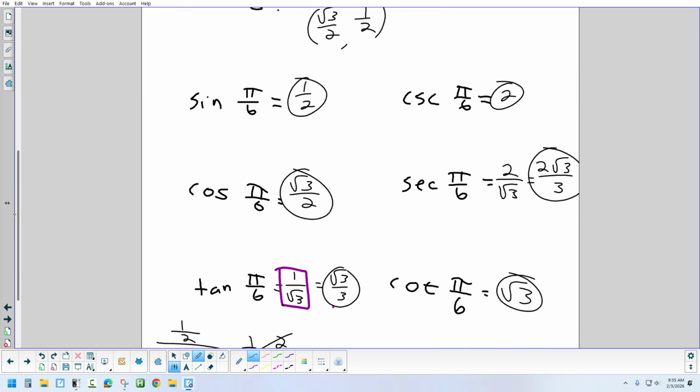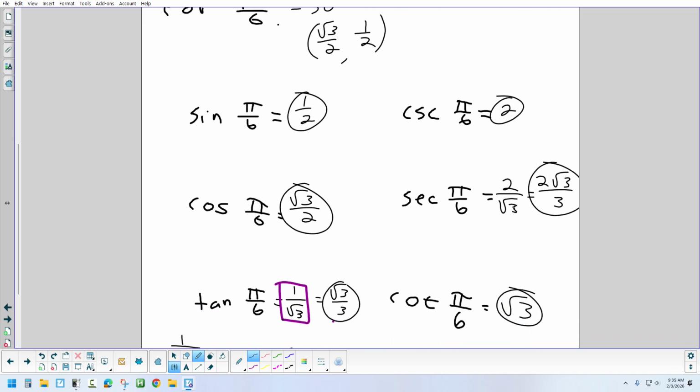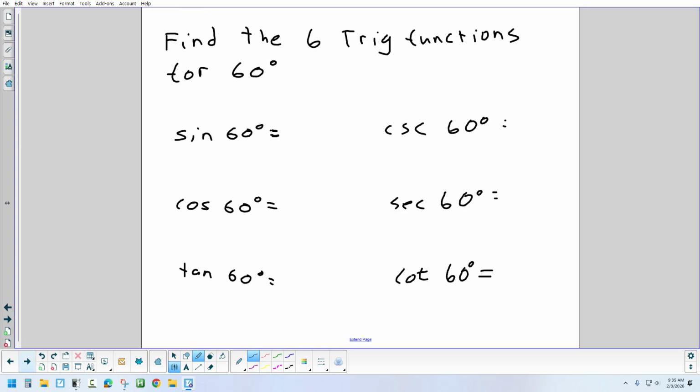Any questions on the 6 trig functions of 30? Okay. And the last one is the 6 trig functions of 60. So you tell me, what's the first thing we need to do? Get the coordinate. Yep. What is the coordinate for 60 degrees? Half, square root of 3 over 2. Yep. So 1/2, and then square root 3 over 2.